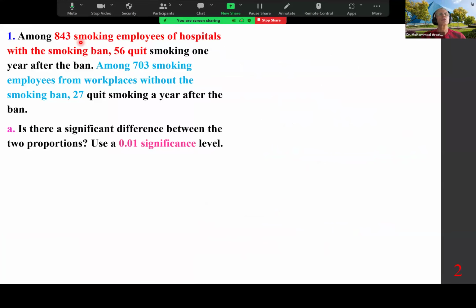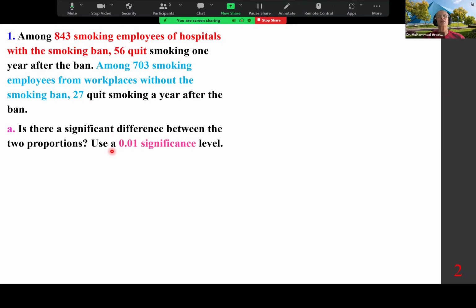Among 843 smoking employees of hospitals with the smoking ban, 56 quit smoking 1 year after the ban. Among 703 smoking employees from workplaces without a smoking ban, 27 quit smoking a year after. Is there a significant difference between the two proportions? Use a 0.01 significance level.